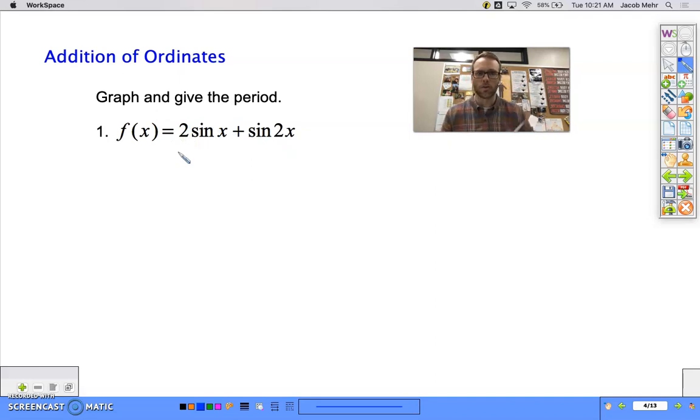We should already have a picture of what that looks like in our mind. Let's graph the sine of 2x. Again, we should have a picture of what that looks like in our mind. But then let's think about what happens when we add those two functions together. So let's go to Desmos.